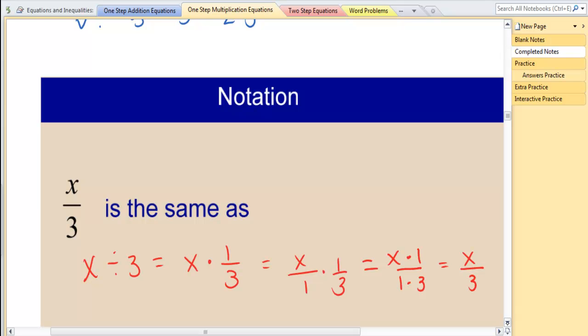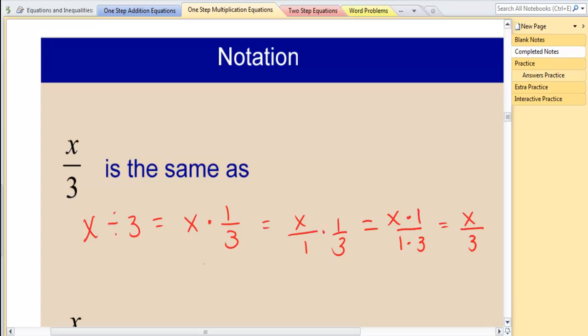Now, I'm going to rewrite x times 1/3 as 1/3 times x. Since this is multiplication, it doesn't matter the order we multiply in. And now, instead of writing 1/3 times x, we know we don't have to write the multiplication symbol when we're multiplying a number times a variable. That number becomes the coefficient, and we can just write this as 1/3 x. Therefore, x divided by 3 is the same thing as 1/3 times x.